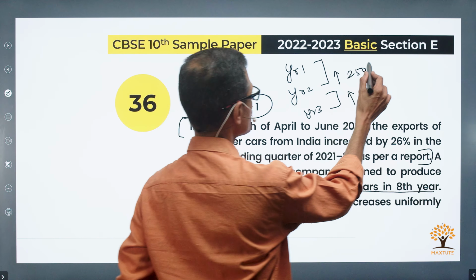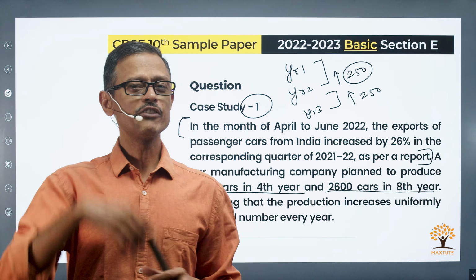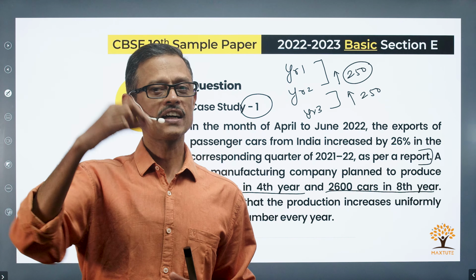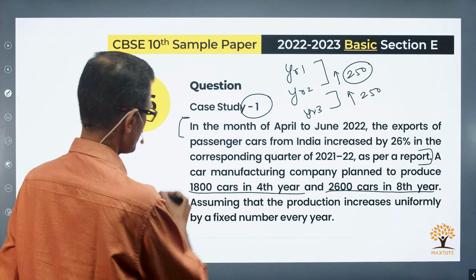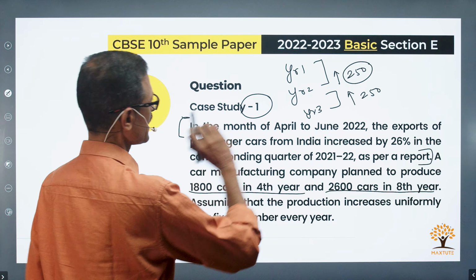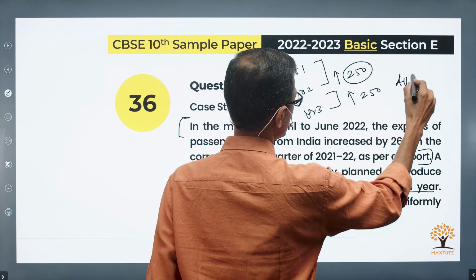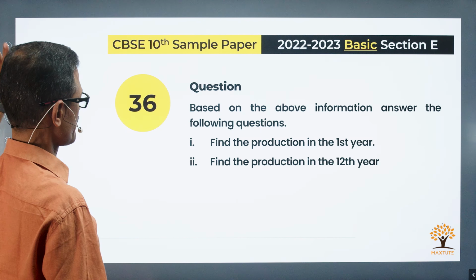So it increases uniformly by a fixed number, which is nothing but the common difference. The difference between any 2 years, the number of cars produced, is going to be the same value. So therefore, in this question, the number of cars manufactured each year is going to be in an arithmetic progression, right? With this information in mind, let's get started with the questions.